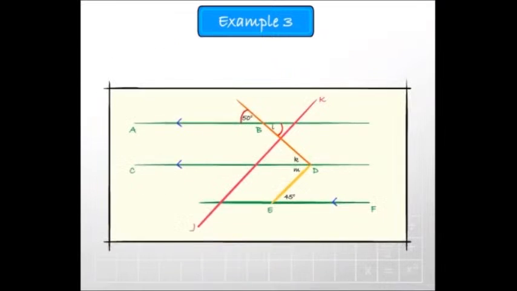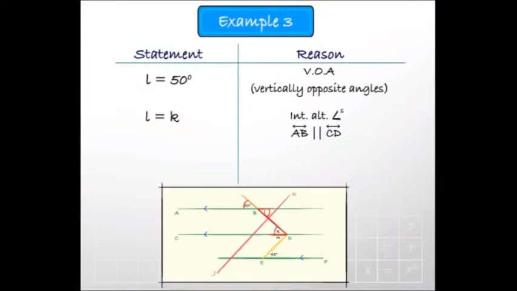Therefore, angle L has to be equal to angle K. You should notice that we have an almost Z shape that is formed. This indicates that we have interior alternate angles. Now, because angle L is equal to 50 degrees, and we know that angle L is equal to angle K, this implies that angle K has a magnitude of 50 degrees.